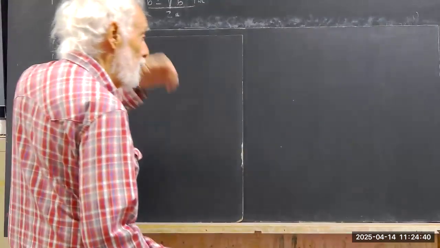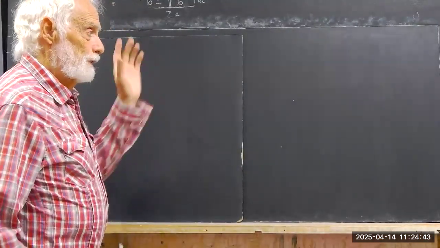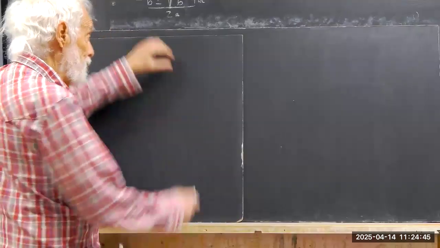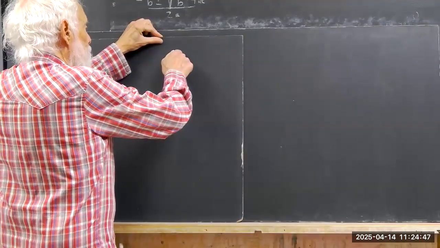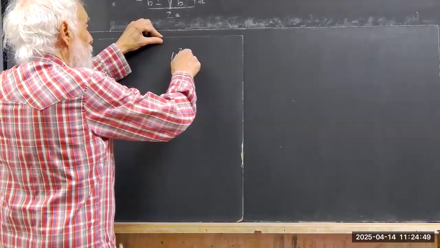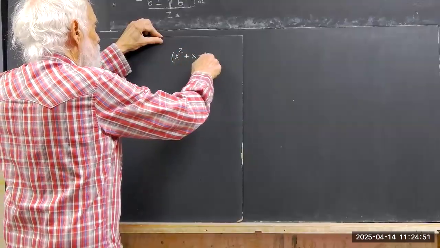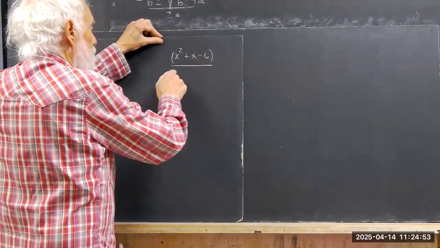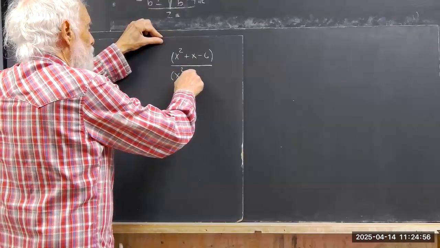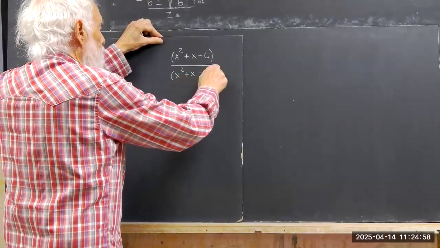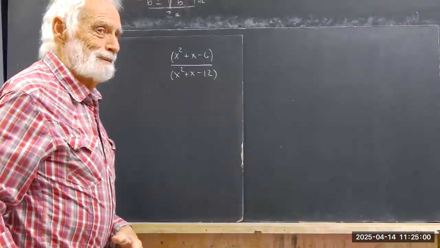Okay, we're asked to simplify two expressions. I can't just say, here's the expression, I gotta say, and this isn't bad. Okay, first one is the quantity x squared plus x minus 6 divided by the quantity x squared plus x minus 12. Well, that wasn't so bad, was it?